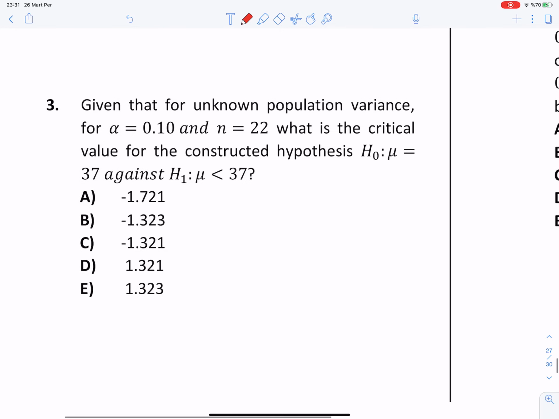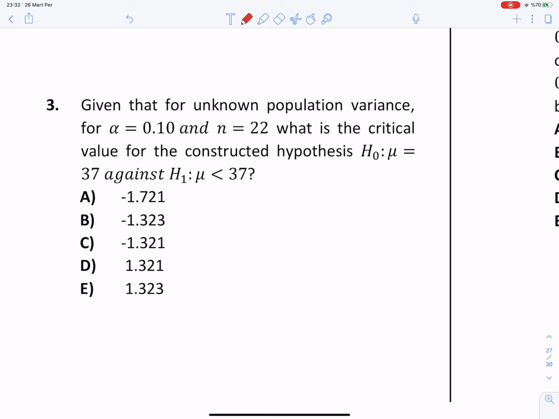Okay, let's get to the next question. Question 3. Given that for the unknown population variance for alpha level 0.10 and the sample size is 22, the question is, what is the critical value for the constructed hypothesis H0 mu equals 37 against H1 mu is less than 37? Okay, this time the population variance is not given, and the alpha level is changing. It's not the same as question 1 or question 2.